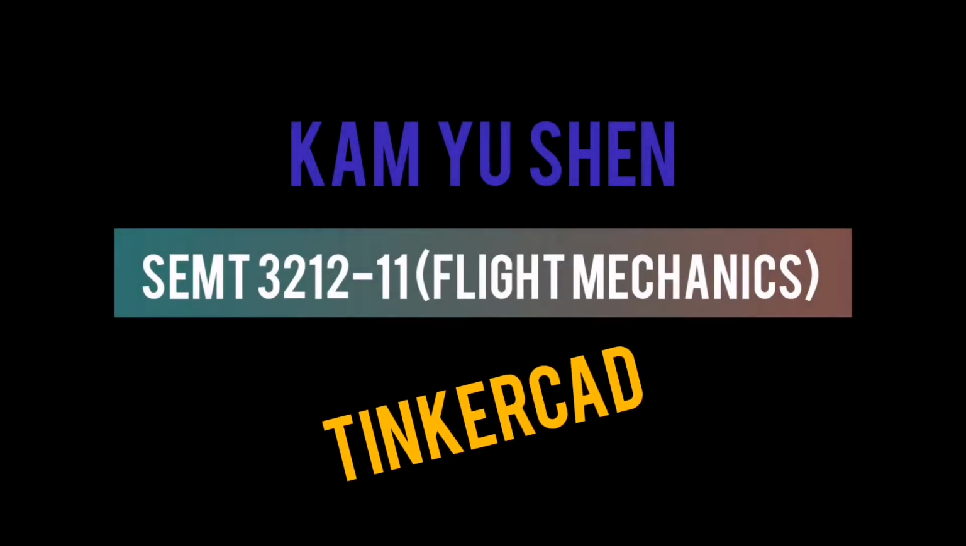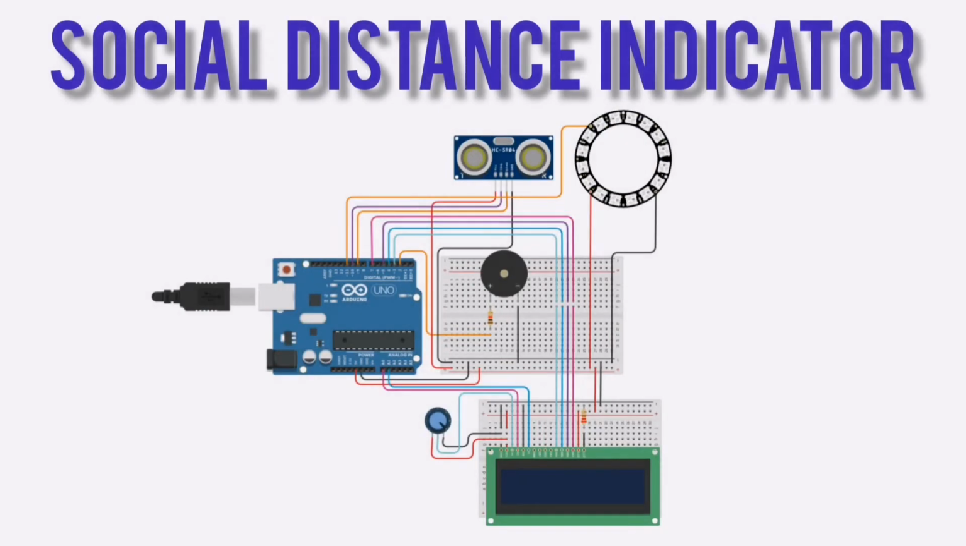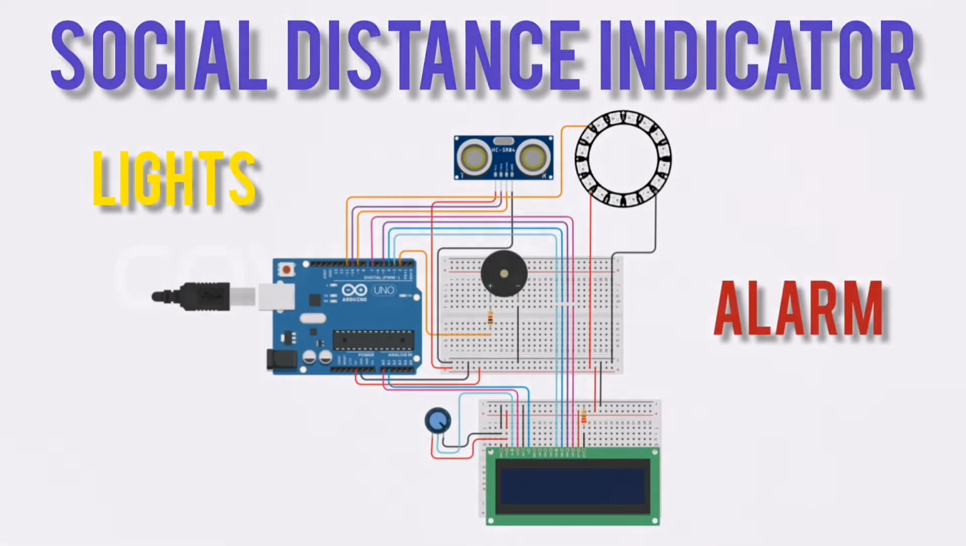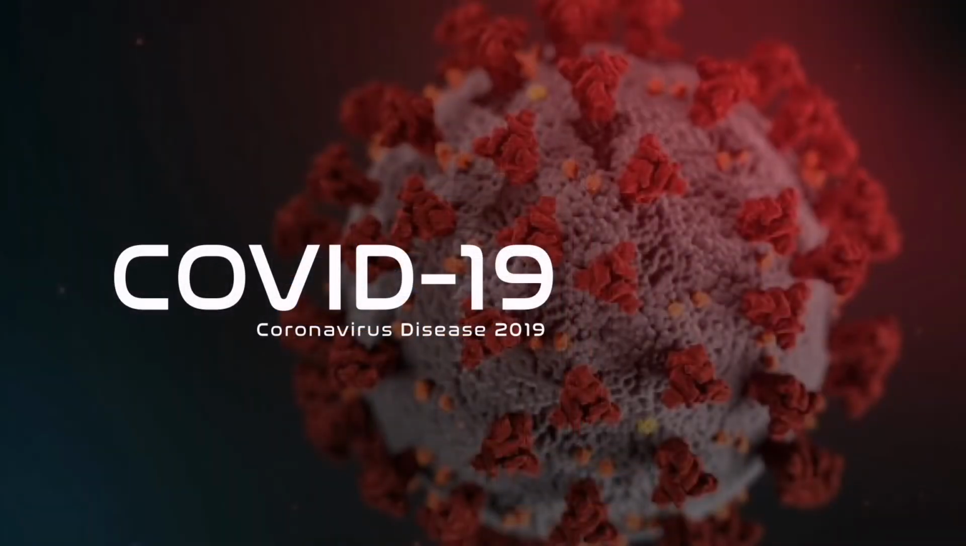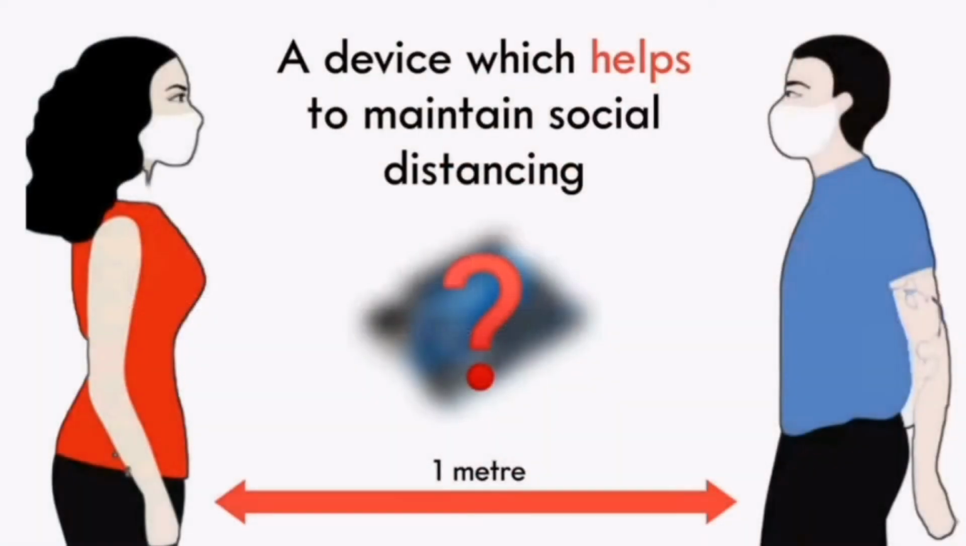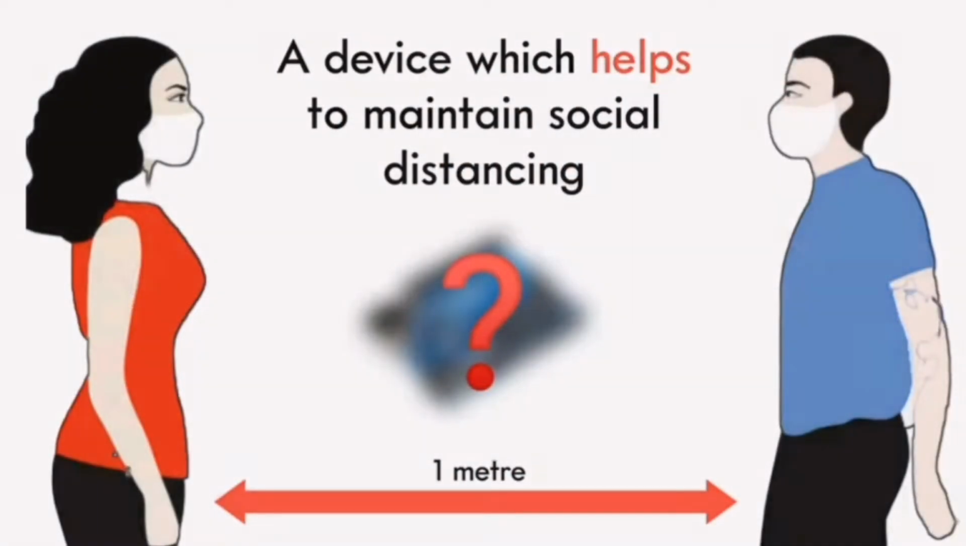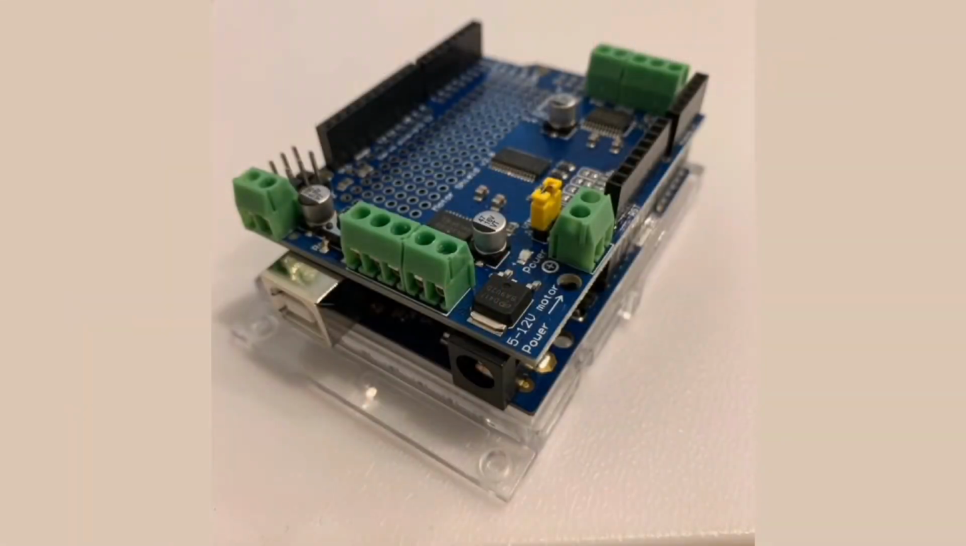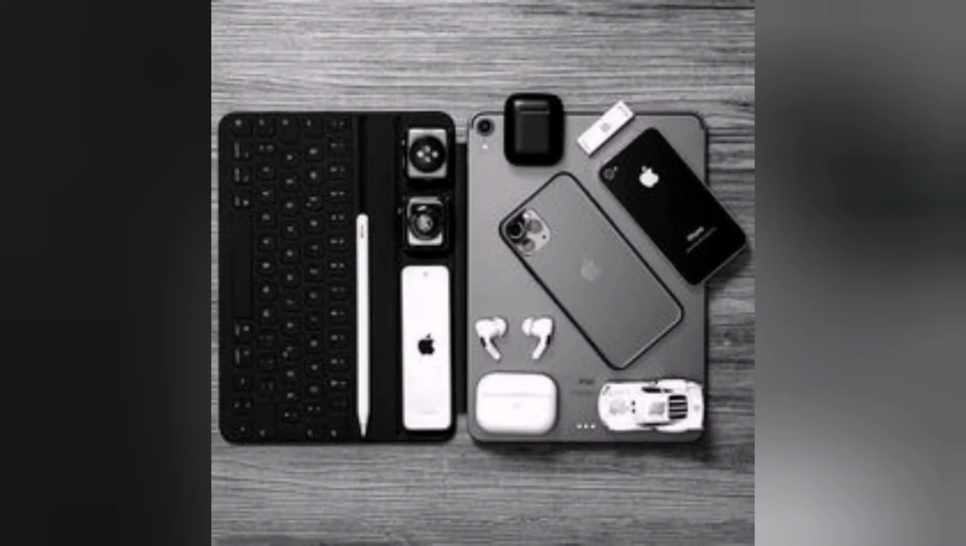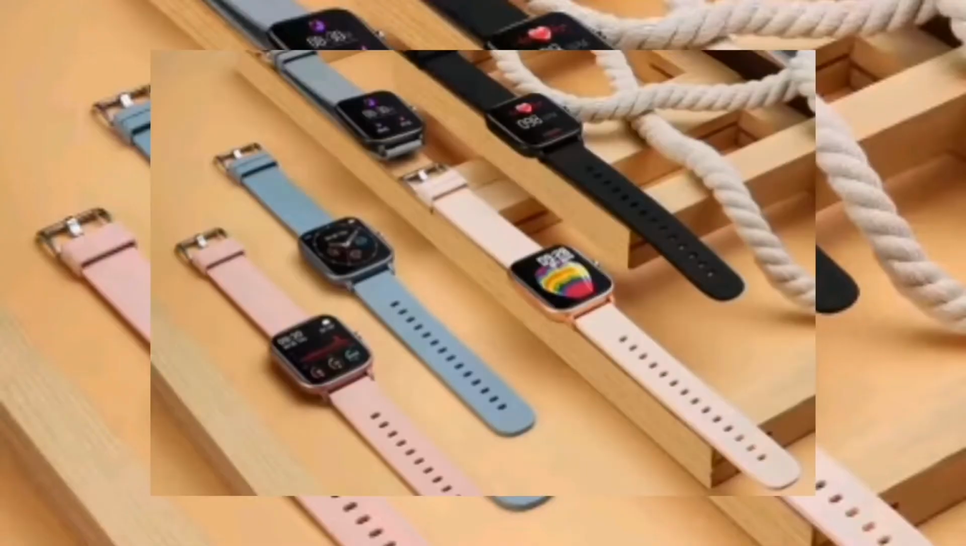Hi, I am Shen, and this is my project for Tinkercad on the social distance indicator with light and alarm warnings. Due to the COVID-19 pandemic, it is important to maintain social distance in order to prevent spreading of the virus between different individuals. Therefore, this designed social distance indicator model is idealized for smart devices such as smartwatches for the sake of dependability and convenience for the user.